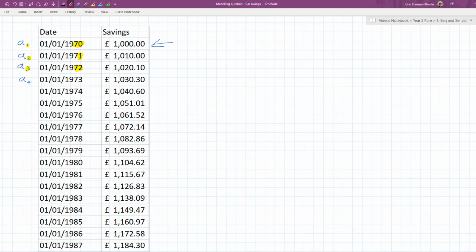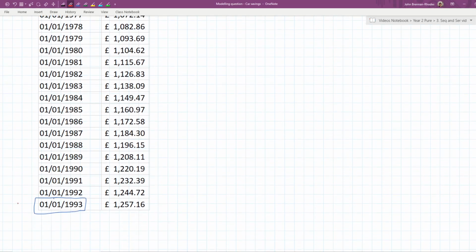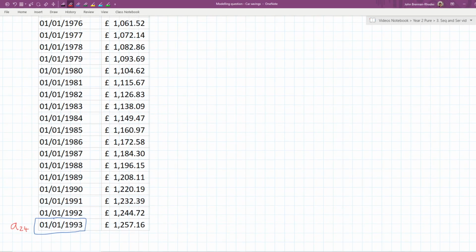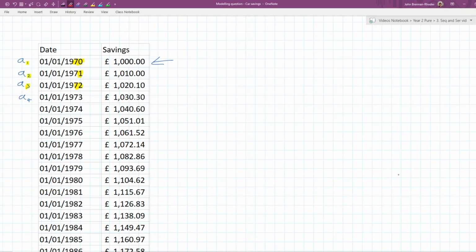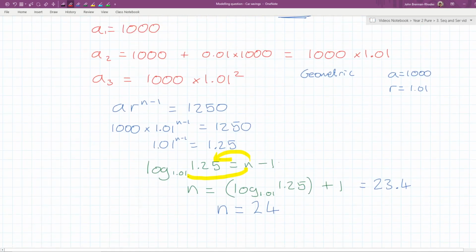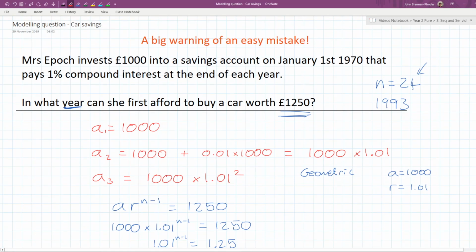They're off by 1, which means that 1993 is A24. Now that is such a tiny little thing, but it is such an easy mistake to make, so be aware of that. Think, what is the first term? The first term is 0. So what is the 24th term? Well, if the first term is 0, the 24th term is going to be in the 23rd year. That is a really common thing to make a mistake on.